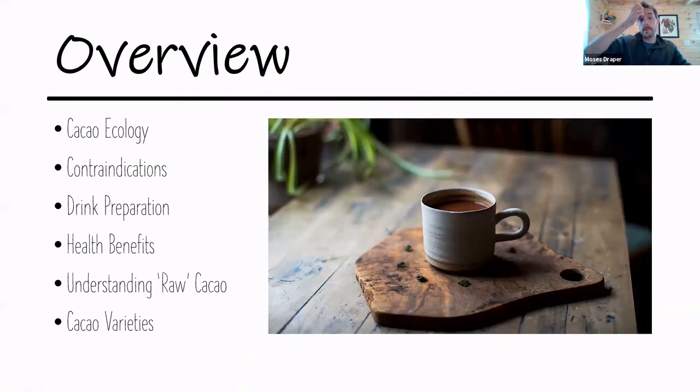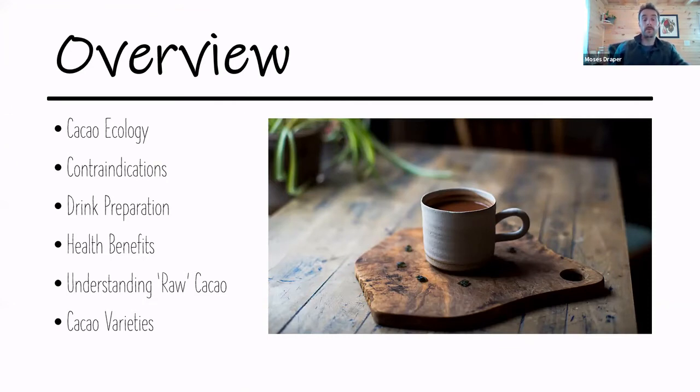So we're going to be talking about a couple different things, starting out with cacao ecology, then talking about contraindications, particularly around working with cacao in ceremony, drink preparation, some recipes and tips on making your drink, the health benefits of cacao, discussion of raw cacao, and then a discussion on cacao varieties.